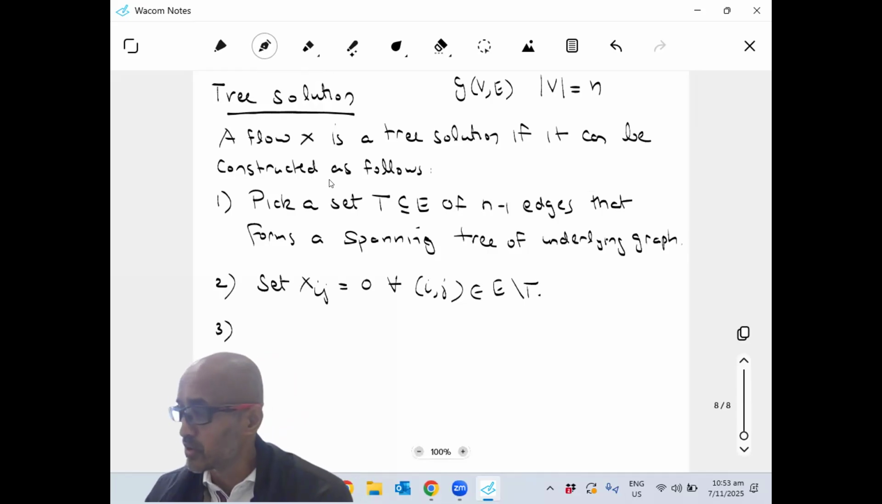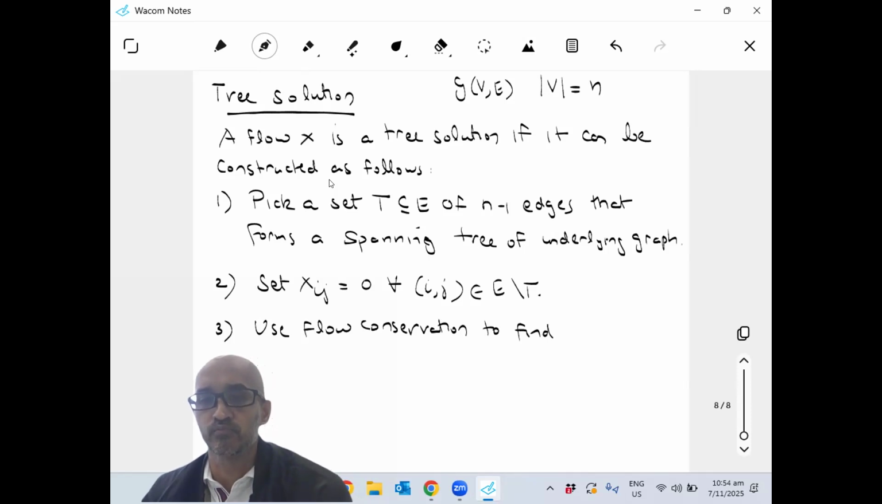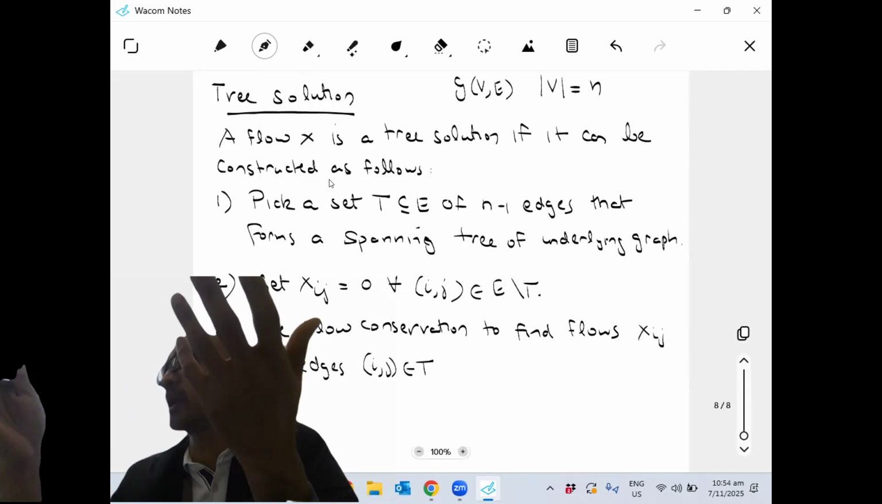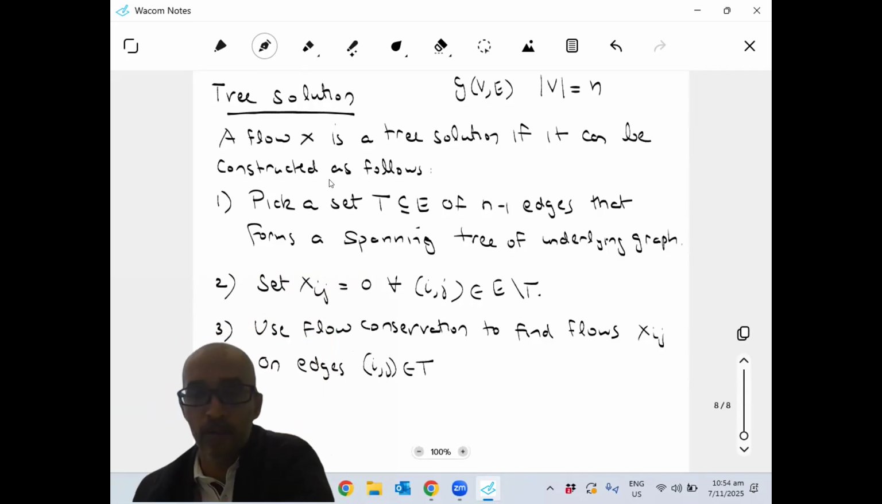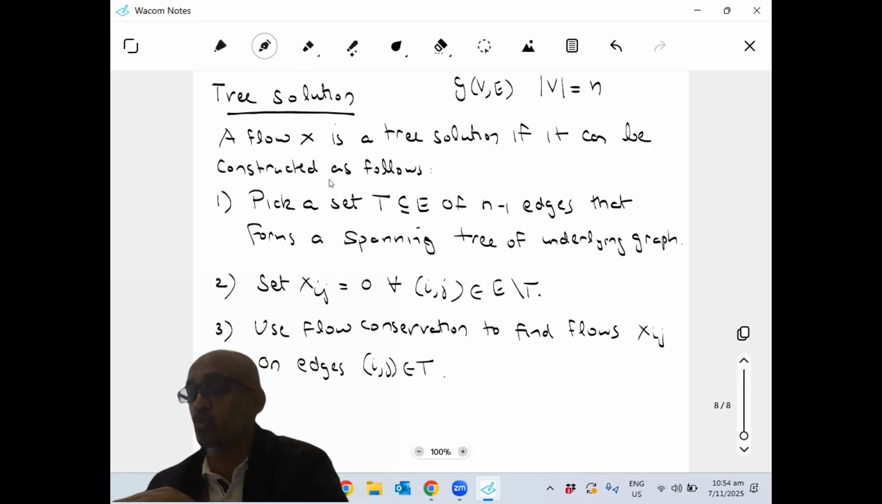Use flow conservation to find flows x_ij on edges ij in T. I will show you how to do this. There's basically going to be a unique way to do this for a tree. We will see this. It turns out that when we do this, because a tree is, remember, an undirected structure, we forget directions. I will show you how to do this.